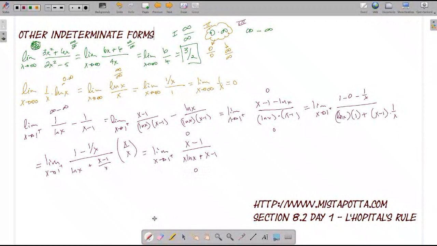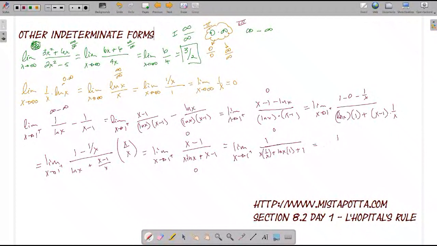And so I can use L'Hopital's rule once more. So when I do that, I get the limit as x approaches 1 from the positive side of 1 over, here I need to treat this as a product. So this is going to be first times the derivative of the second plus the second times the derivative of the first plus the derivative of x minus 1, which is 1.